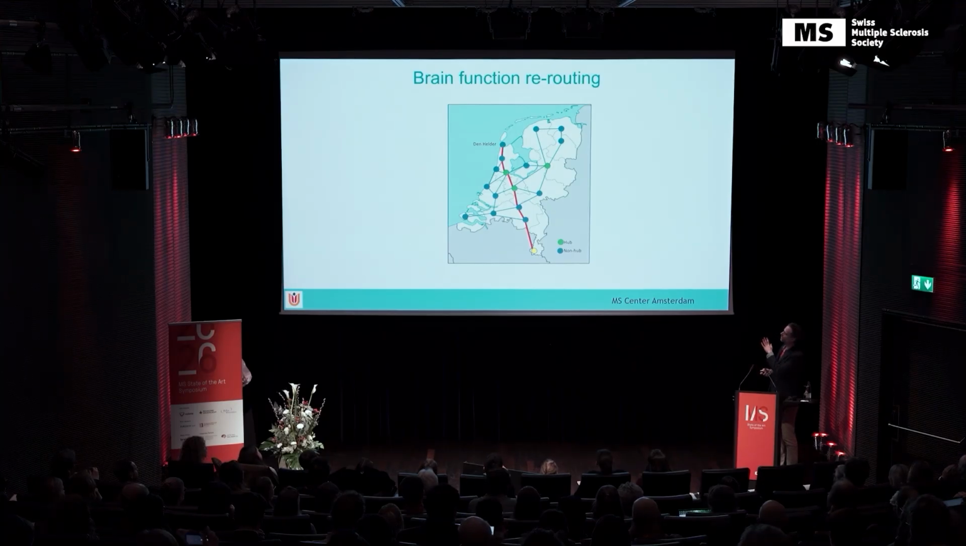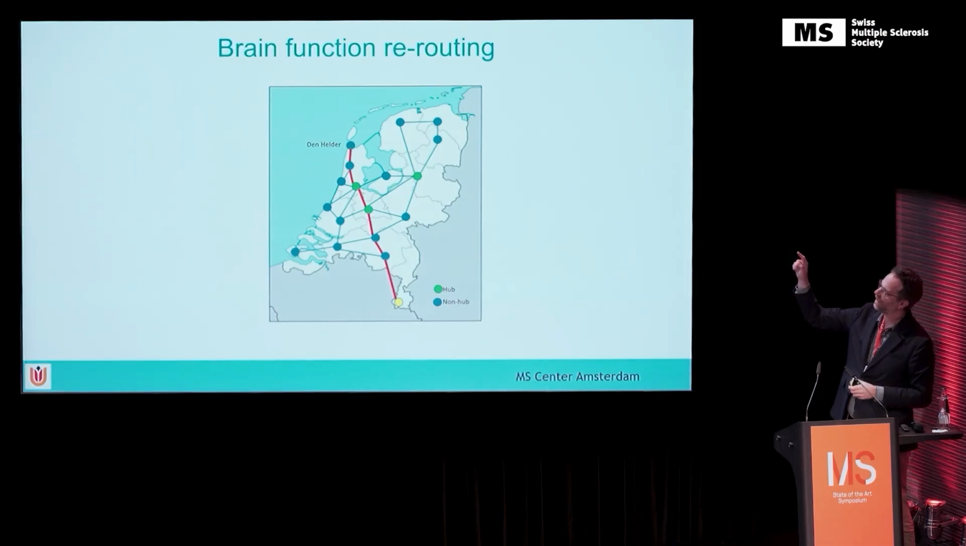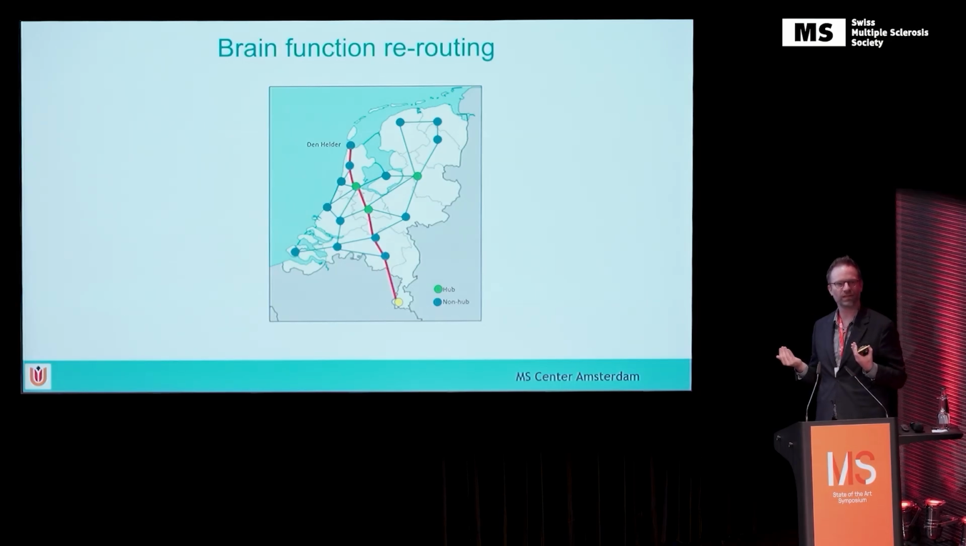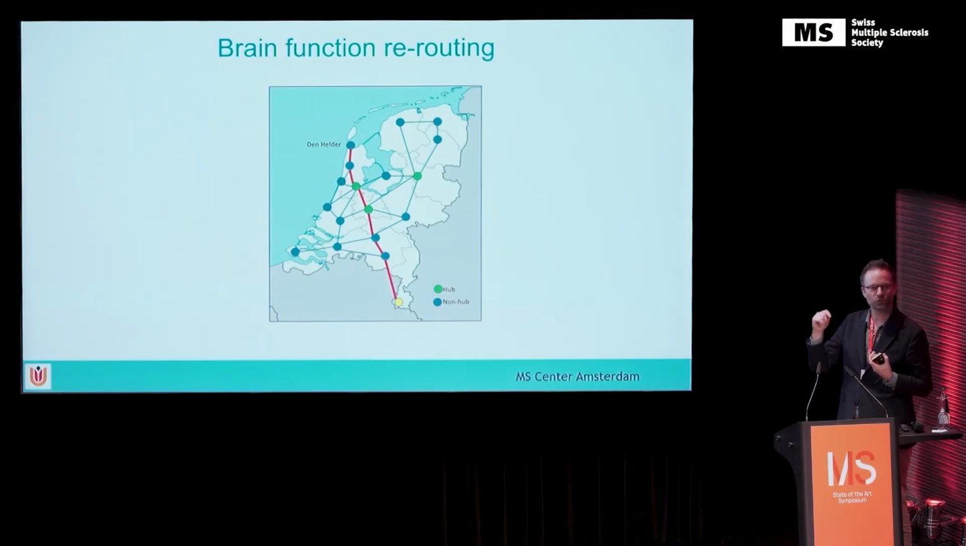This is a map of the Netherlands with different cities depicted as the dots. Some cities are a network hub in the sense that they have a lot of connections. Other cities, like the one at the bottom, Maastricht, is not a hub because it connects to only one. The brain also works in the same way. The thalamus is one of the green super hubs, and other brain regions are more specialized and are not hubs.